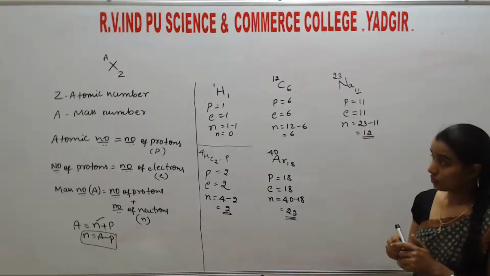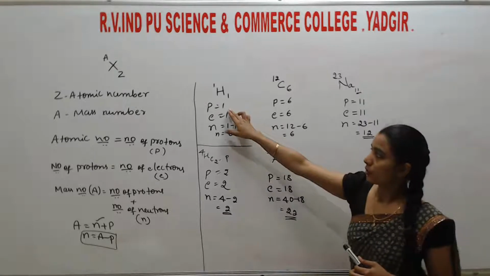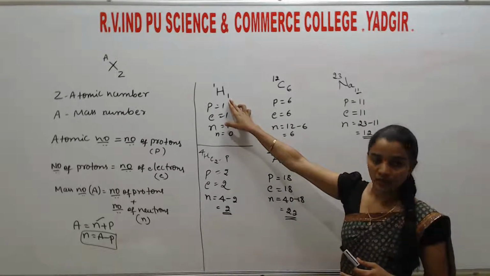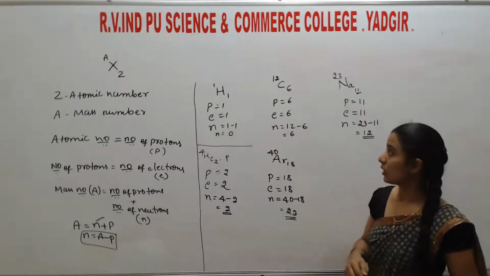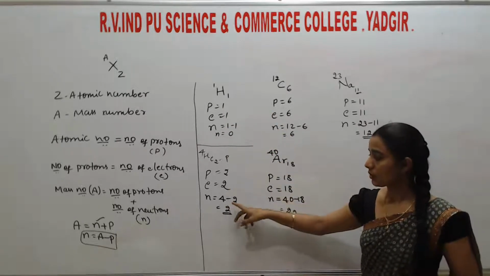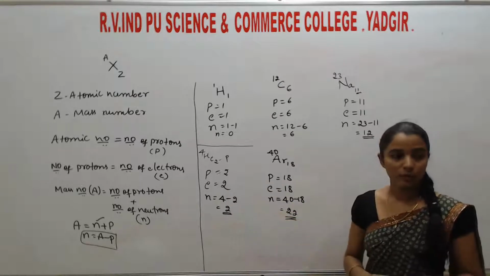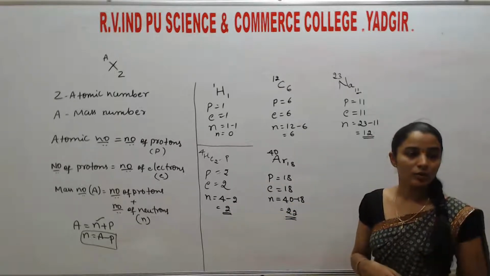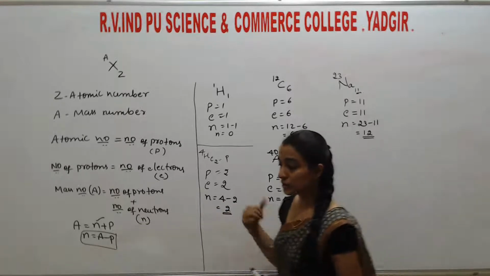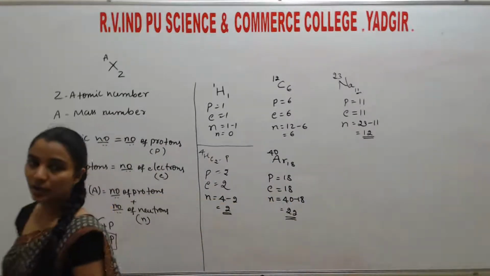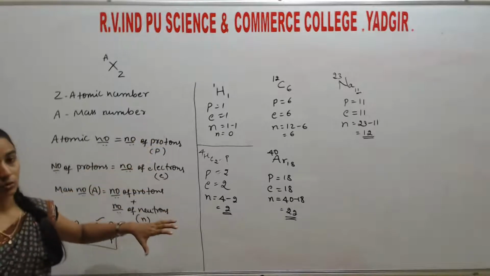Here the atomic number, that is proton, is 11, electron also 11, neutron is 23 minus 11, that is 12. So this shows what, students? Number of proton is equal to number of electrons. So how many protons are there, that many electrons are also there. Then neutron is the atomic mass minus the number of protons, or atomic mass minus atomic number, that gives the number of neutrons.